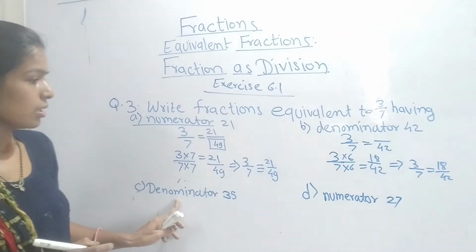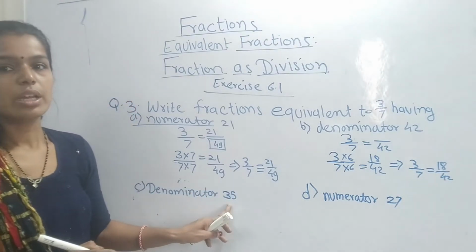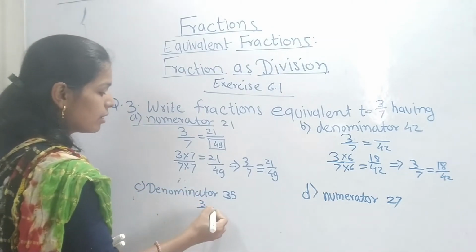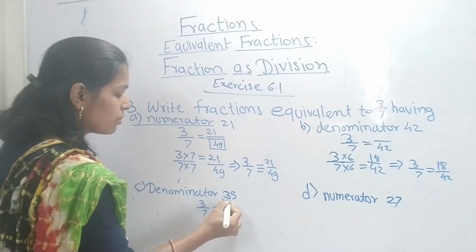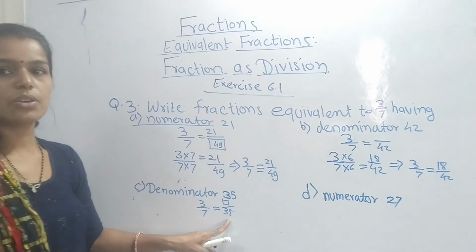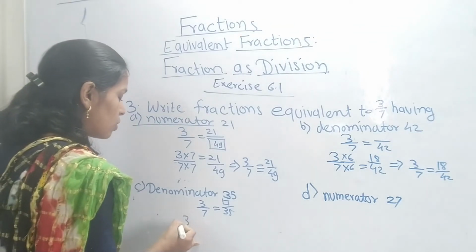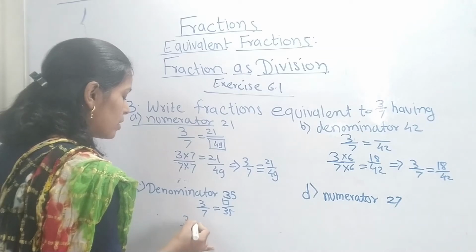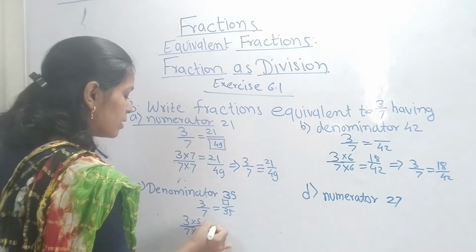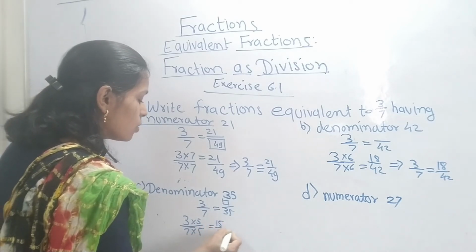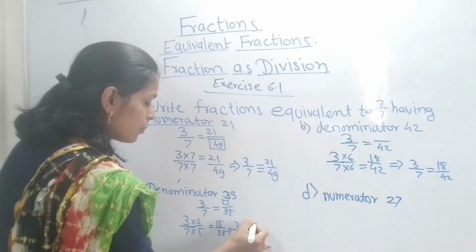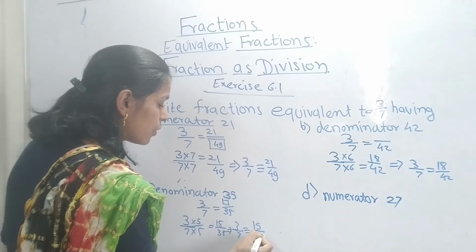See here, this is the third. The denominator should be equal to 35. How will you check? The denominator should be equal to 35. Means 3 by 7 is equal to some box upon 35. We know that 7 5s are 35 is there. Okay. So to the denominator we have to multiply by 5. 7 5s are 35. So also to the numerator multiply by 5. 3 5s are 15 and 7 5s are 35. So 3 by 7 is equivalent to 15 upon 35.